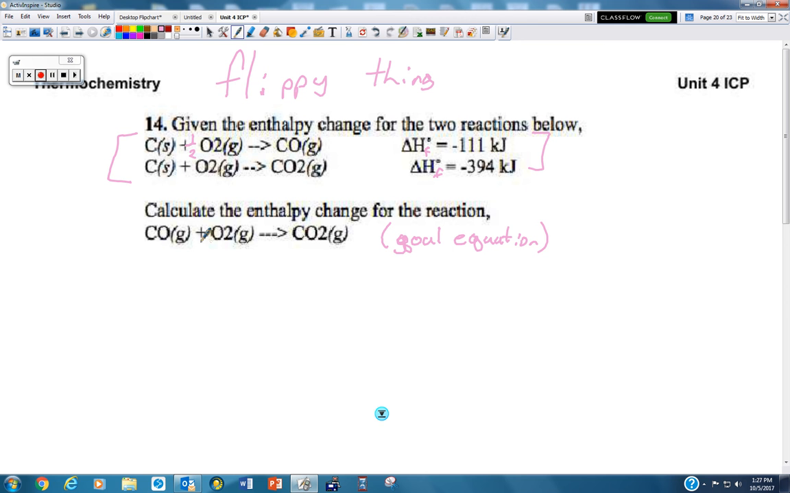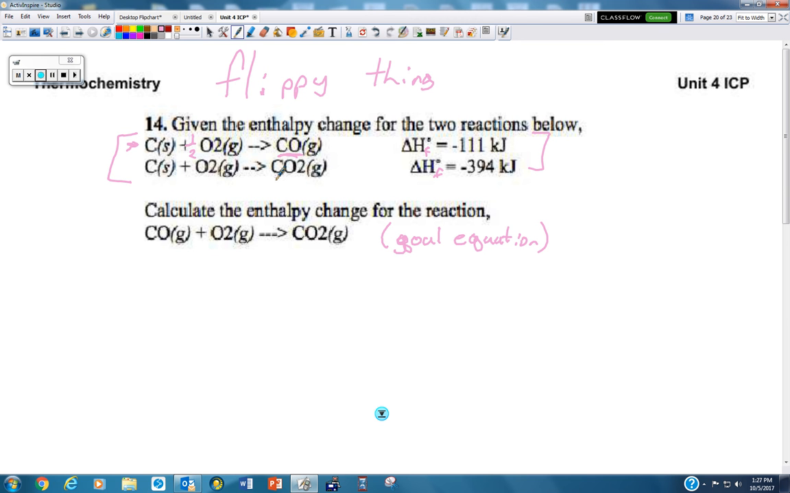Now, where do you start in this equation? The way that I like to look at this is I'm just going to take this first one and look at it. What is the sole piece of information that I need from this equation that matches up with my goal equation? Carbon monoxide. So this is the piece of information that I need.